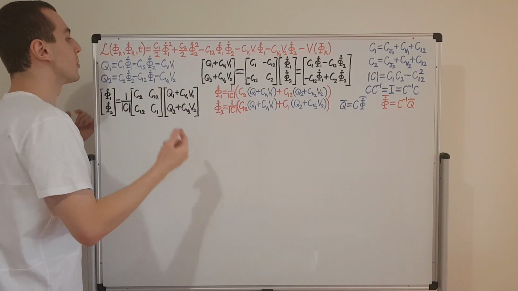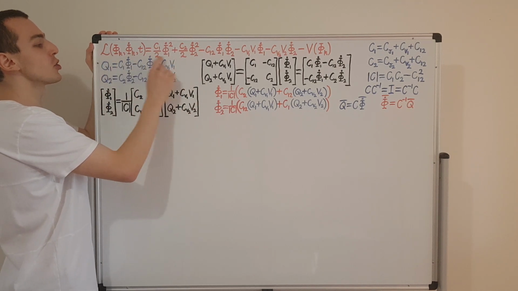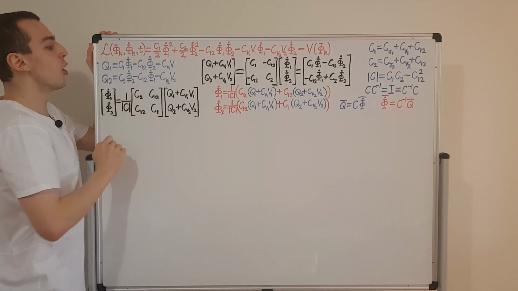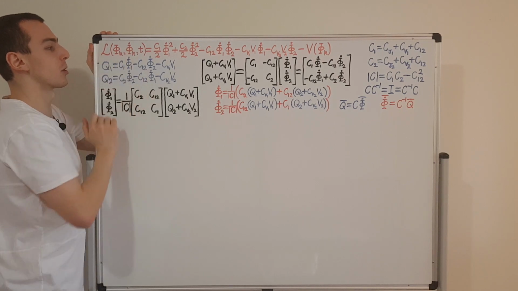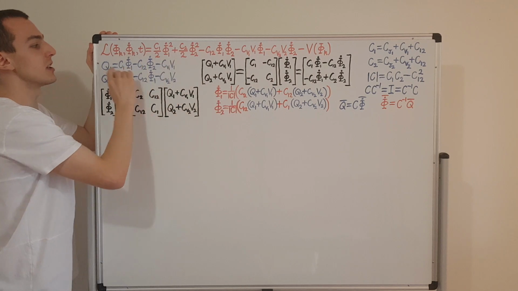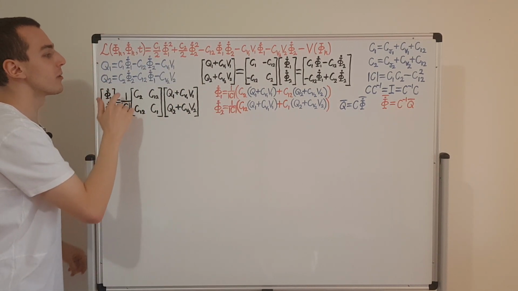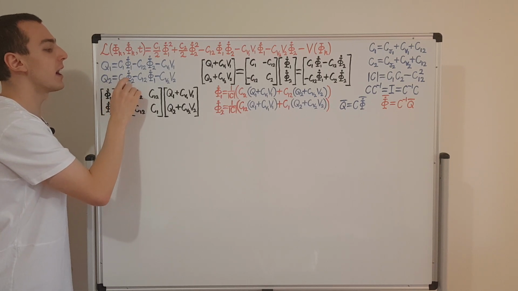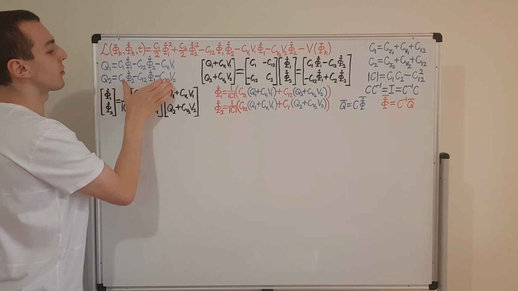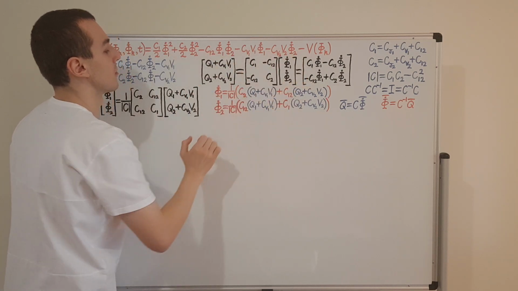What are the terms in these blue expressions? So this first row comes from taking the partial derivative of the Lagrangian with respect to Phi1 dot. You can see this term, and this term, they contribute to these three terms. And analogously, if we take the partial derivative of the Lagrangian with respect to Phi2 dot, we get these three terms. They come from this term, and this term.